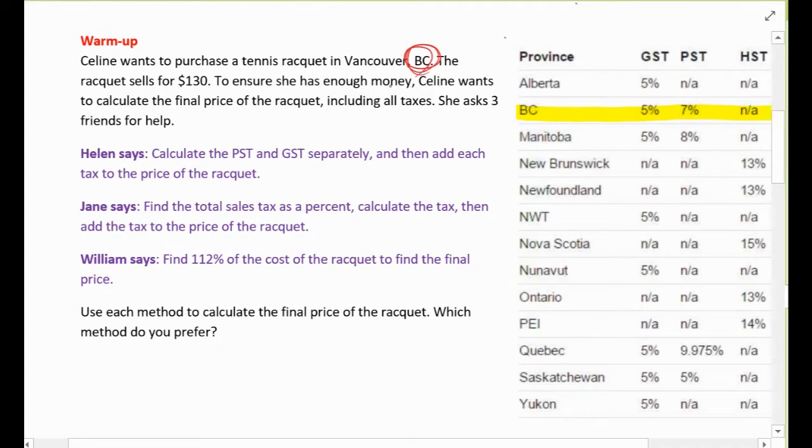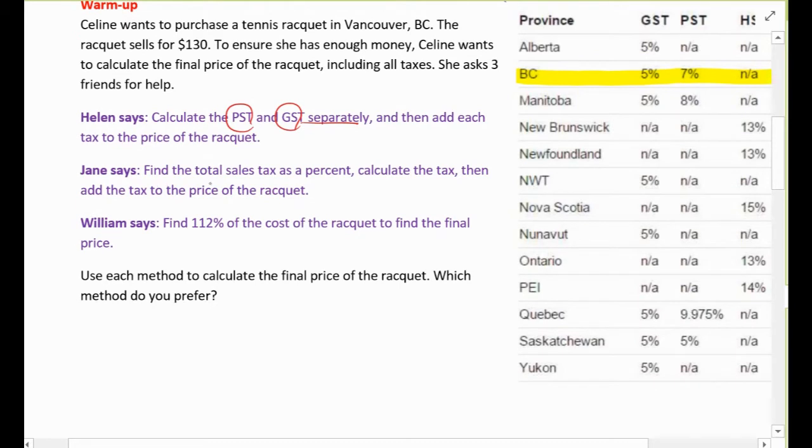The racket sells for $130. To calculate the price she has to pay, she asks 3 friends for help. Helen says, calculate PST, GST separately, then add each tax to the price of the racket. Jane says, find the total sales tax as a percent, calculate the tax, then add the tax to the price of the racket. William says, find 112% of the cost of the racket to find the final price.